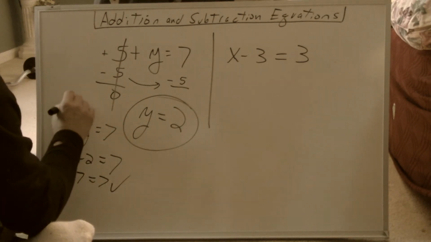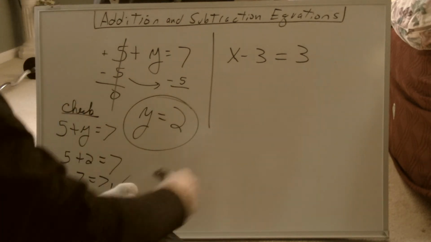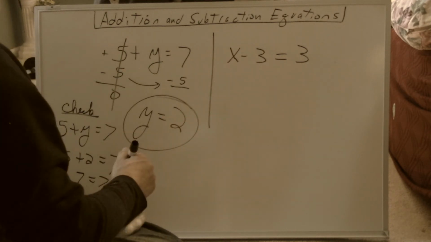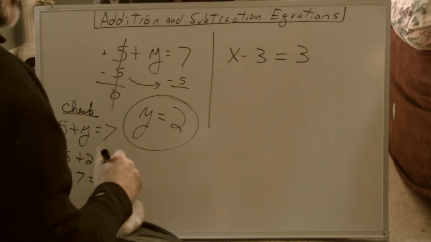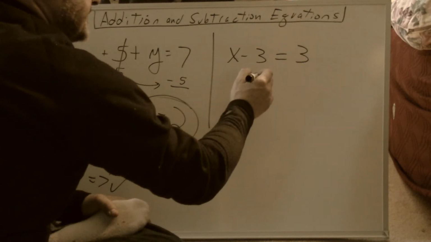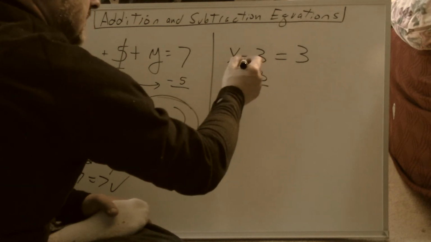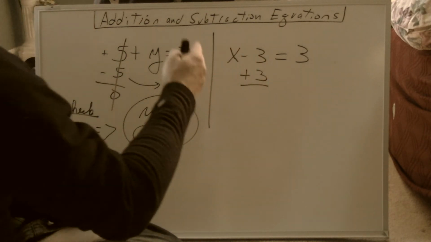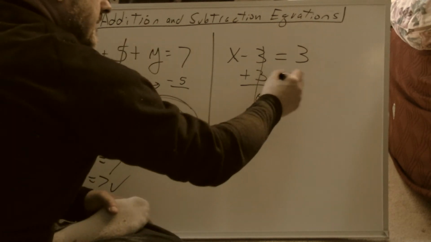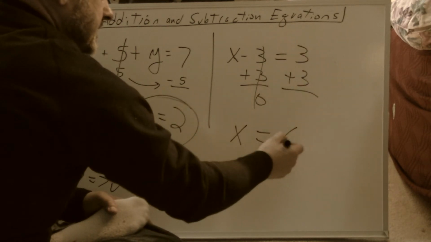This is called a check, or proof, however you want to call it, it doesn't matter. Now here's another one. X minus 3 equals 3. Okay. We have to combine like terms because we can't distribute. So we'll go plus 3. Minus 3 plus 3 is 0. Bring that to the other side, plus 3. Bring the x down, bring the equal down. 3 plus 3 is 6.